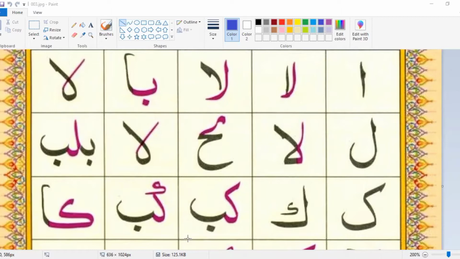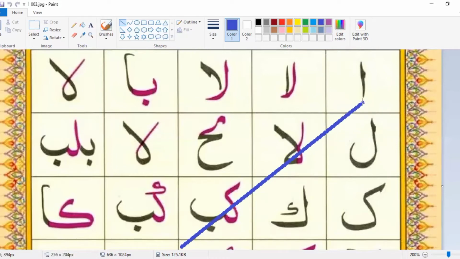Before taking this lesson, I suggest that the pronunciation of each letter that I told you in the previous lesson should be correct. So before taking this lesson, you should know the pronunciation with proper Arabic accent of each letter. Okay, let's start this.